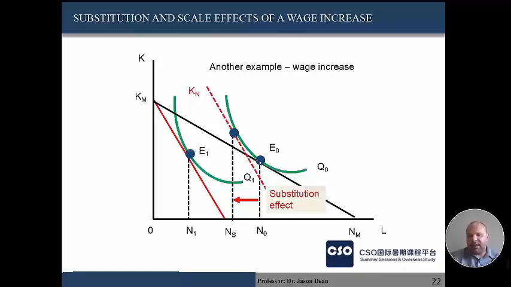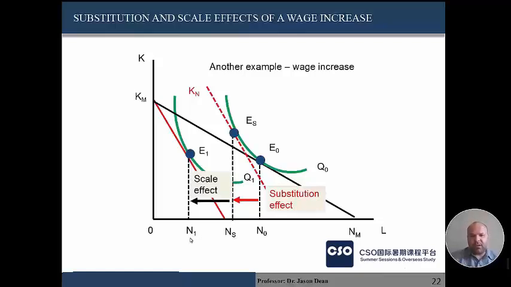So just because of the relative wage change, not holding the scale effect constant, this is how much the firm would change the amount of employment they would hire. So it would fall. And so now we know that the scale effect is the remainder, which is from E1 to this point. So it's going to be from NS to N1. What is the scale effect? Well, the scale effect is just the difference between here and here. So the scale effect brings us from NS to N1.